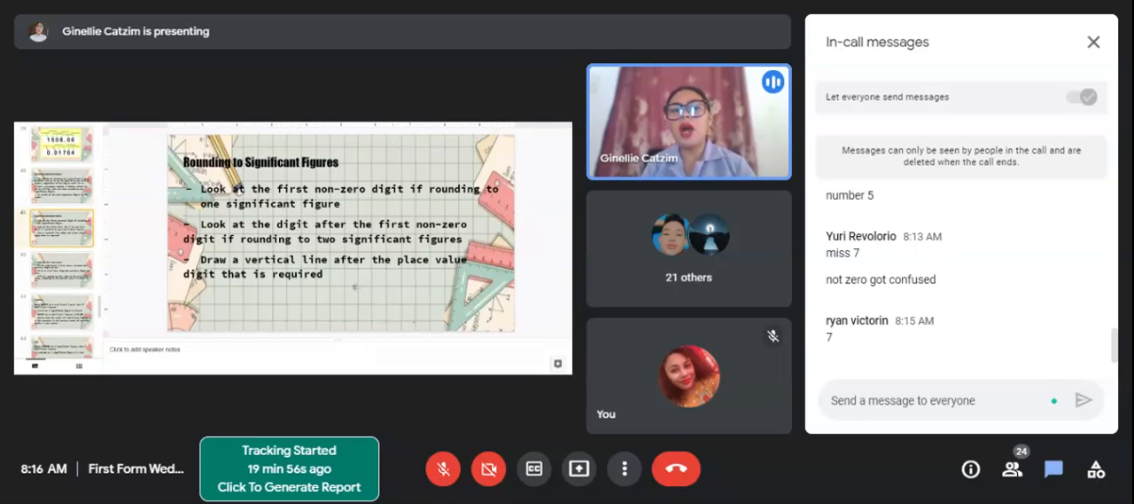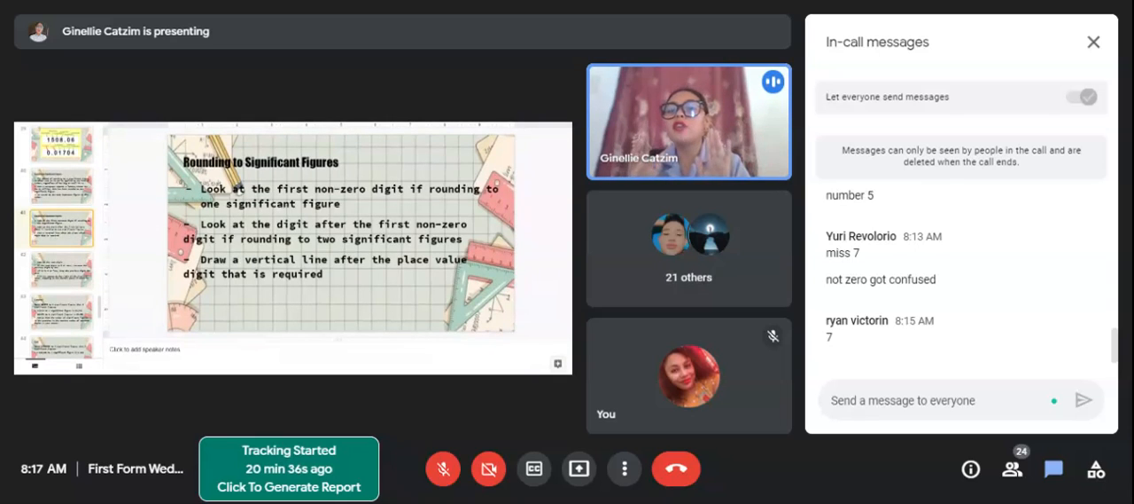So to round off to significant figures, we follow the same steps. We look at the first non-zero digit if rounding to one significant figure. So if we are rounding to one significant figure, we start looking from left to right, right? We start from left, counting our significant figures, 1, 2, 3, 4. If it's a big number, if it's a small number, we start counting from left to right.